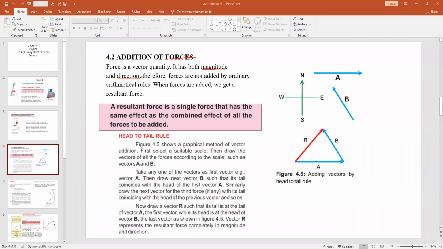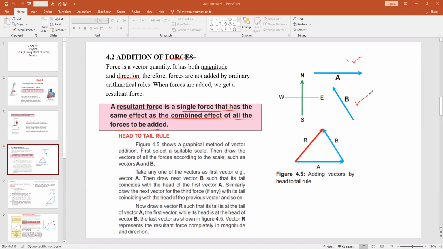And the final vector, known as the resultant vector, gives the combined effect of all the vectors that are added. So for vector addition, we must know what a resultant force is. A resultant force is a single force that has the same effect as the combined effect of all the forces to be added. Like if you see that there is a force A in this direction and the other force is force B in this direction.